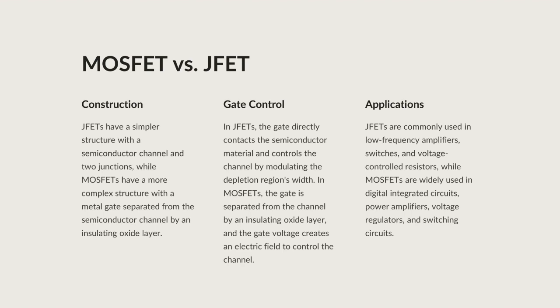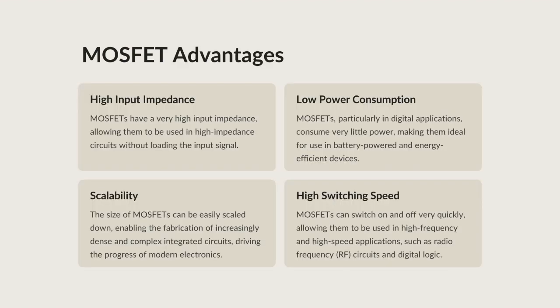Applications. JFETs are commonly used in low-frequency amplifiers, switches, and voltage-controlled resistors, while MOSFETs are widely used in digital integrated circuits, power amplifiers, voltage regulators, and switching circuits. MOSFET advantages. High input impedance. MOSFETs have a very high input impedance, allowing them to be used in high-impedance circuits without loading the input signal. Low power consumption. MOSFETs, particularly in digital applications, consume very little power, making them ideal for use in battery-powered and energy-efficient devices.